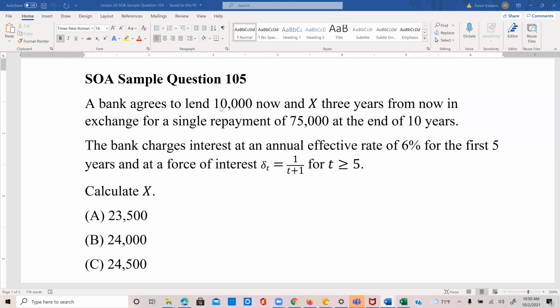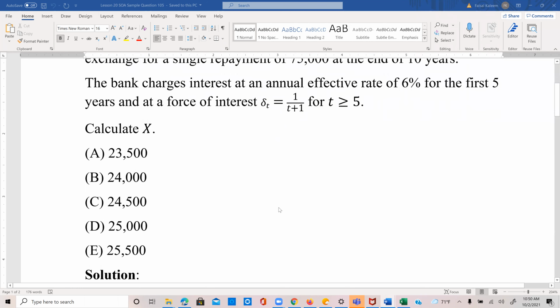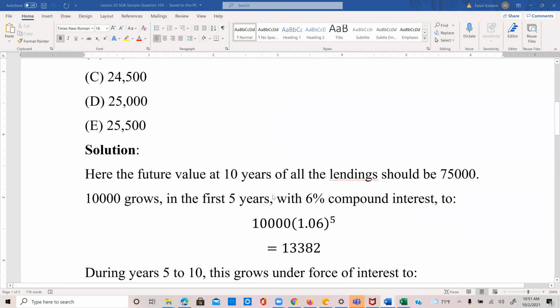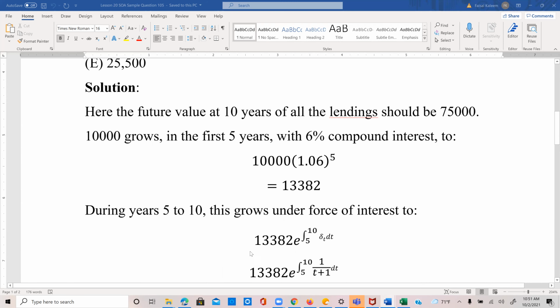So then let's first focus on the 10,000. So 10,000 was deposited at time 0. For the first 5 years, it gets an annual effective rate of 6%, which means compound interest of 6%. So it grows into 10,000 times 1.06 to the power 5, which is 13,382. And during years 5 to 10, the growth is under force of interest. So this is the principal starting at time 5 now.